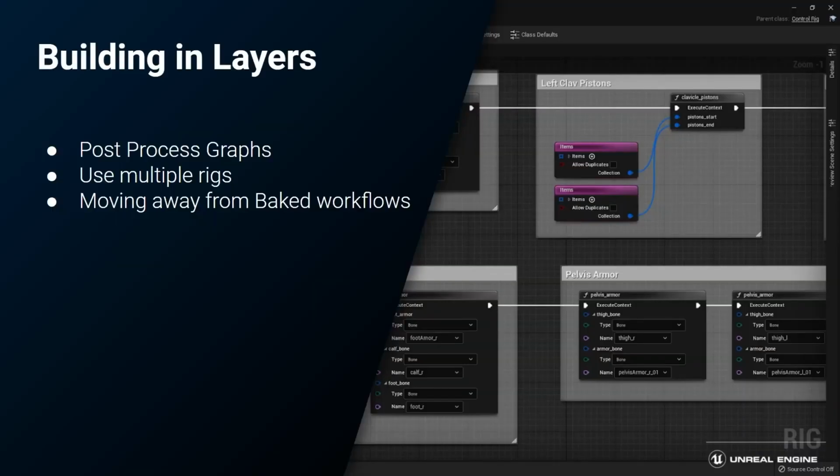The Unreal Engine gives us the ability to build rigs in layers. By building in layers, we're able to add levels of complexity at any point, working in small, bite-sized pieces. One way to do that in Unreal is by using post-process graphs. So let's go back into the engine and see what that looks like.